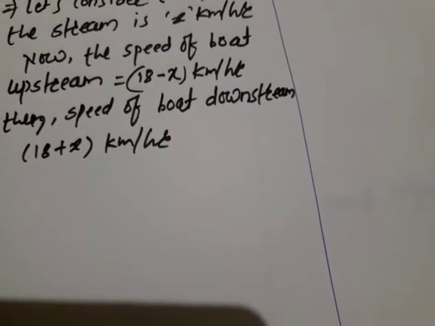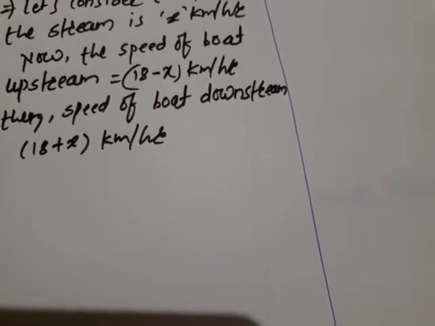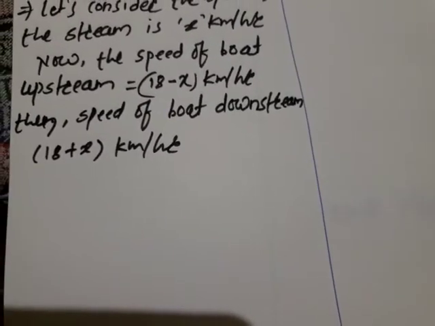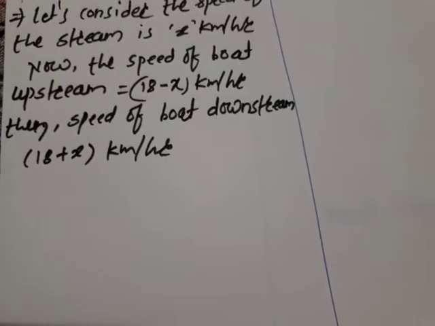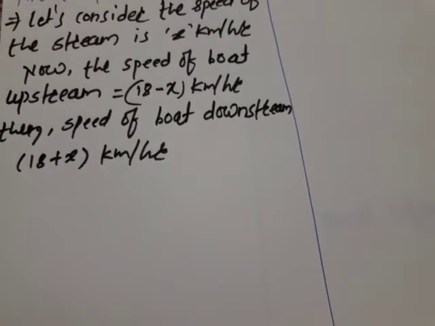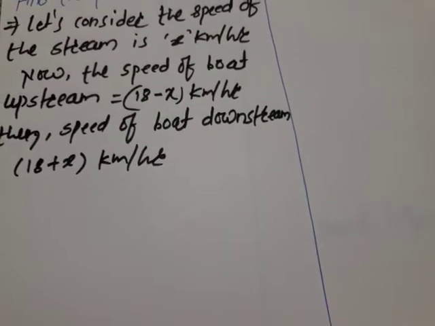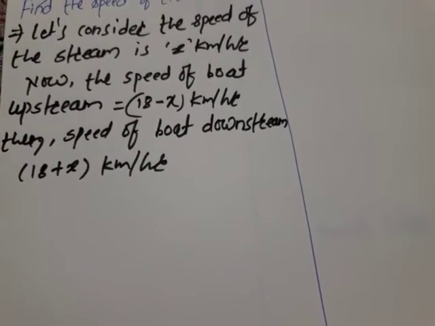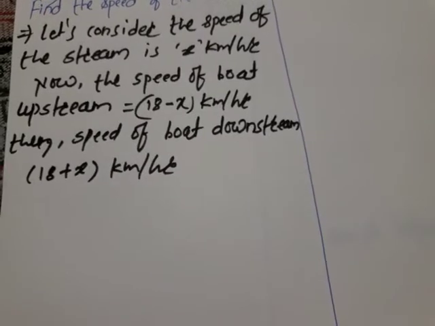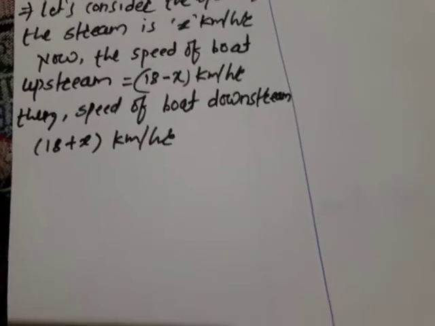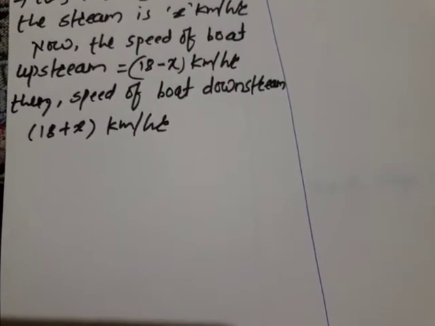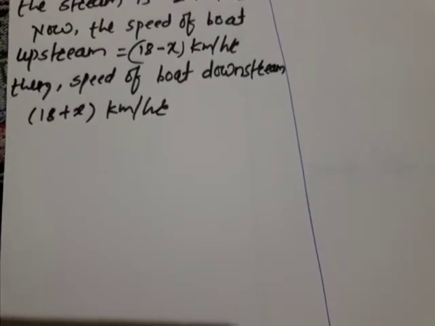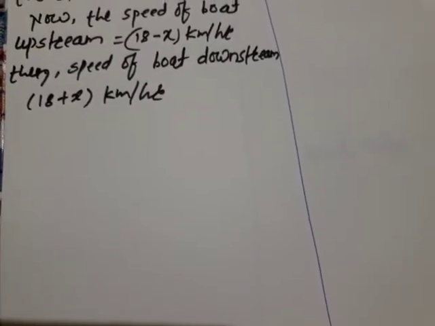Okay, now the time taken to go upstream. Now what we will do? We will find out the time taken to go upstream by using the formula velocity is equal to distance divided by time. Means we can write in a specific manner, time is equal to distance divided by velocity or speed. That same formula we have used in that example. Okay, that idea only we will use here.